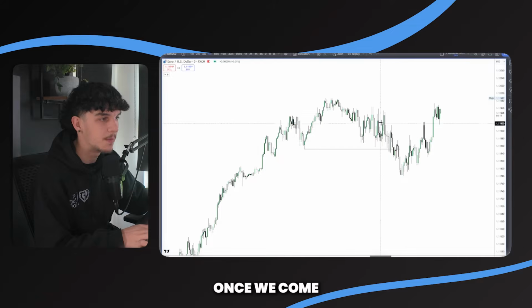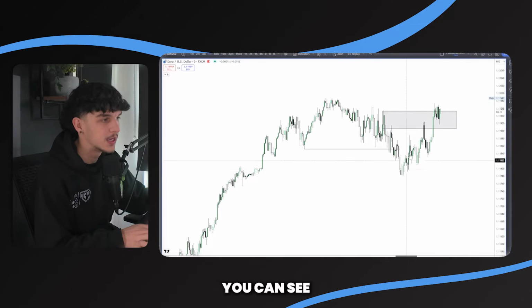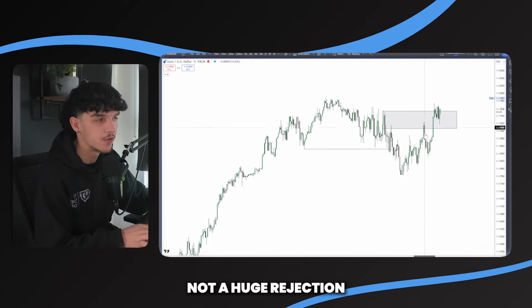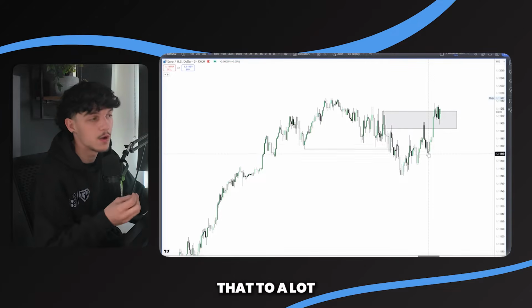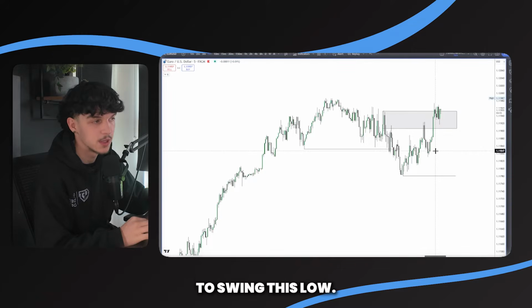And as you can see, once we come back into these pivot points, maybe we have an order block on here. Again, I'm only doing it from high, so I'm not actually looking into it massively. You can see we come into this order block here, and have a huge rejection from that zone. That, to a lot of traders, will be an indication the market might want to keep breaking down and swing this low. And it could.